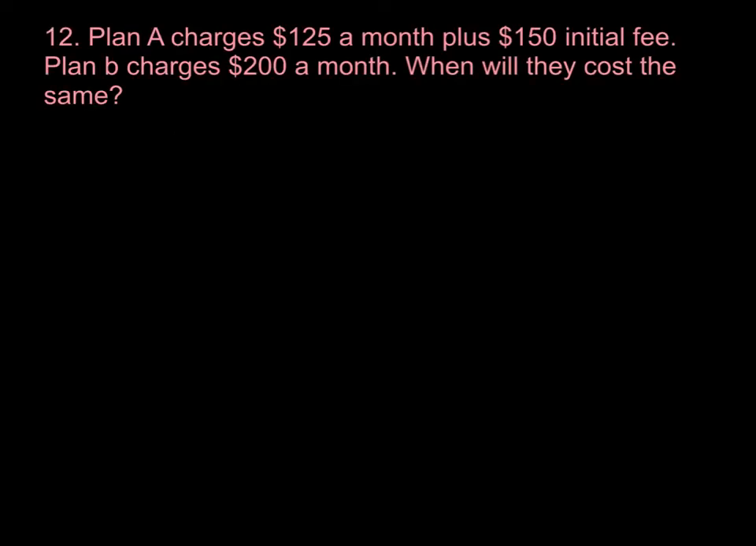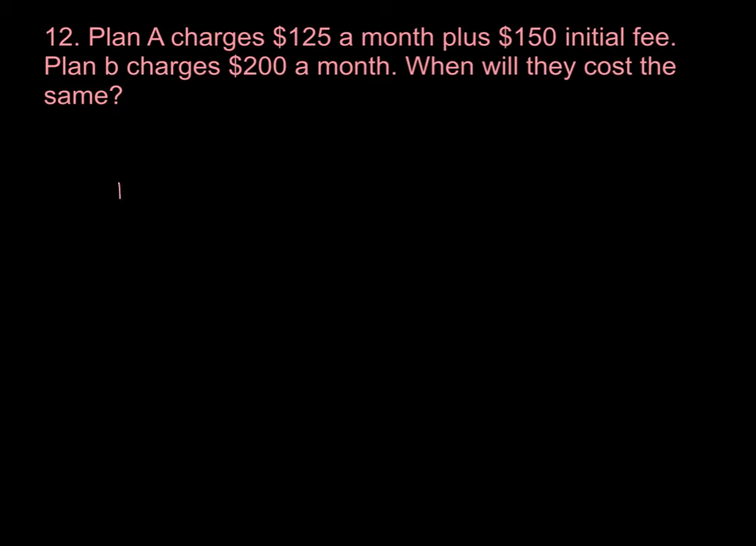Alright, so Plan A charges $125 a month plus a $150 initiation fee, or initial fee. Say this is a gym. Plan B charges $200 a month. When will they cost the same? So you want to set up an equation and then solve that equation. Pause it if you need to, but let's move on.